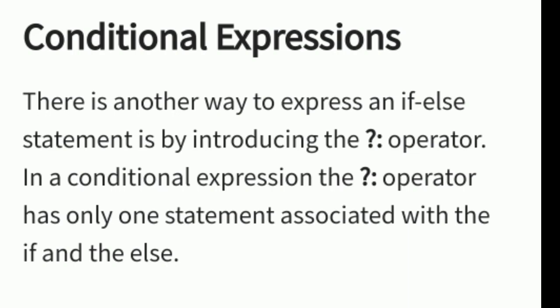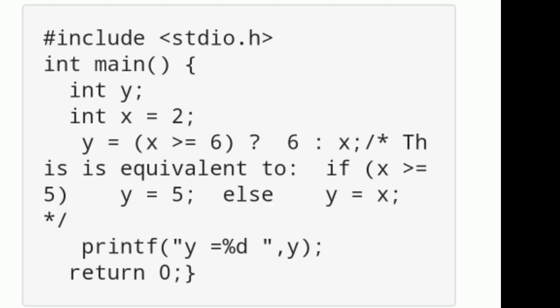Then the example program: hash include stdio.h, int main function, the open braces, that open curly braces, int x ended with semicolon, int y, and similarly x is equal to 2 ended with semicolon, y is equal to (x greater than or equal to 6) question mark 6 colon x ended with semicolon.